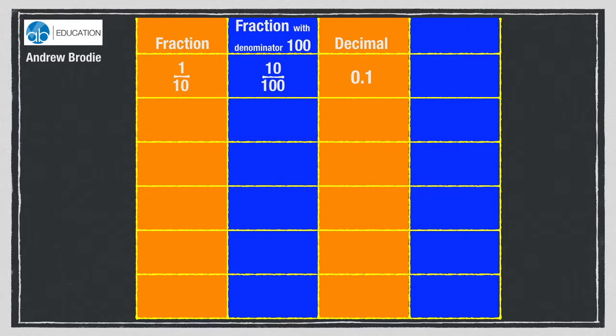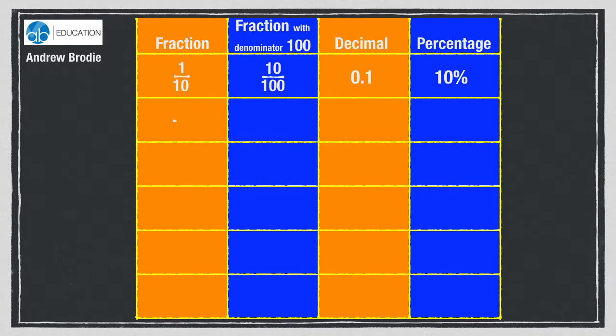The final column is the percentage column. Percent means out of 100. So if you look at the blue column showing the fraction with denominator 100, we can see that we've got 10 out of 100, so the percentage is 10%. The first row is now complete. We can see that 1/10 is worth the same as 10 hundredths, or 0.1, or 10%.